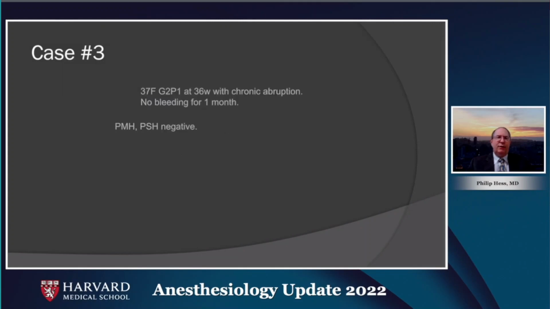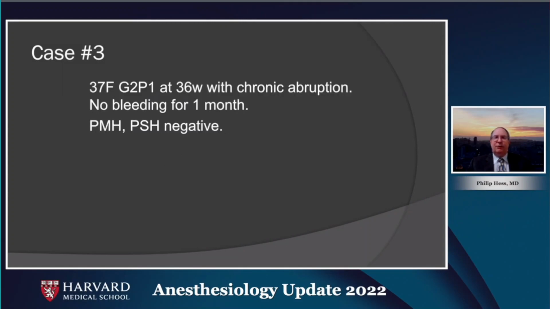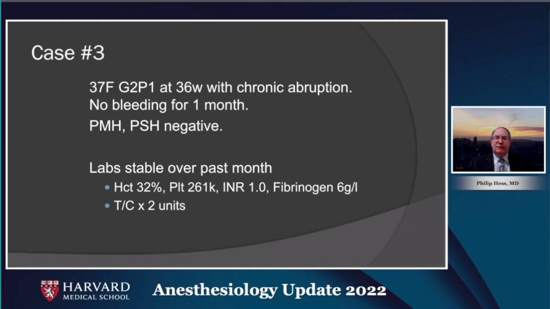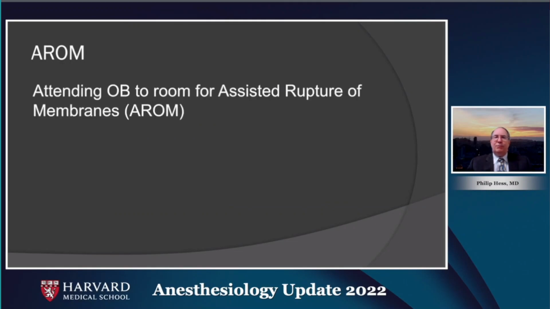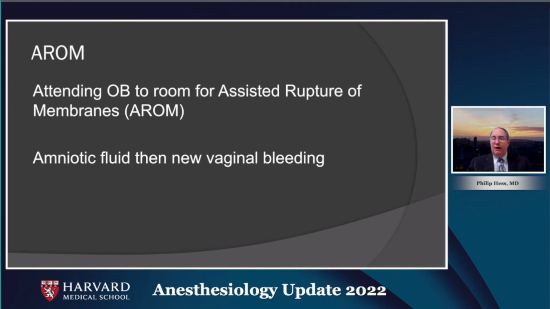Through case number 3. And this is a 37-year-old, 36-week chronic abruption. She had been stable for over a month, no medical history or surgical history. And you can see here her labs are pristine, her fibrinogen was elevated, consistent with pregnancy, and she was otherwise normal. She had a labor induction, and the obstetrician went in to rupture membranes, which he did successfully, and amniotic fluid came out, followed by profuse vaginal bleeding.